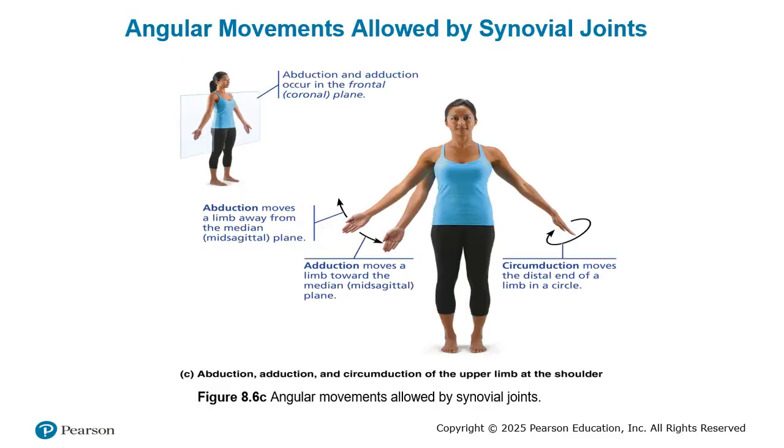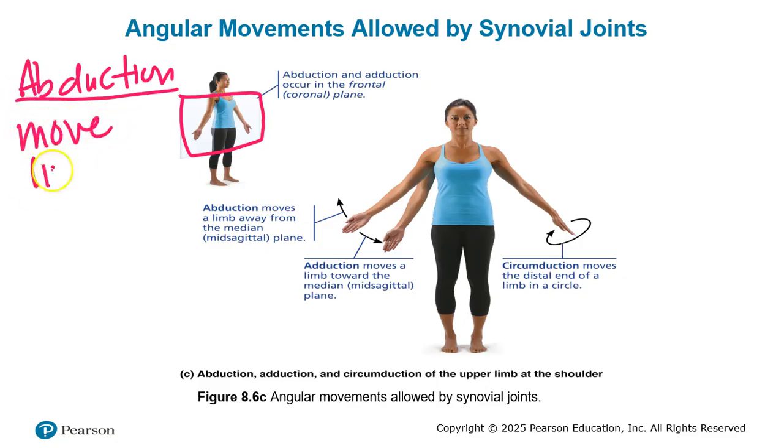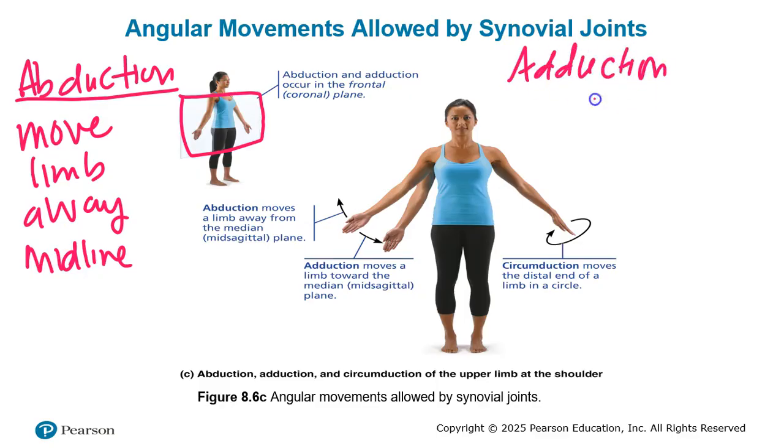Let's get into our last group of angular movements, which are going to be abduction, adduction, and circumduction. For these kinds of movements, we want to know that we're focused on the frontal plane. So you can see here we have the frontal plane that's going to be a focus for these movements. Now let's talk about abduction. Abduction means you're going to be moving a limb away. Away from what? From the midline. Then we're going to have adduction, which is going to be moving a limb toward the midline.